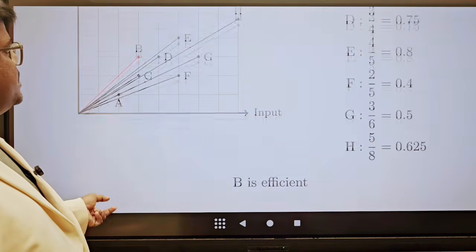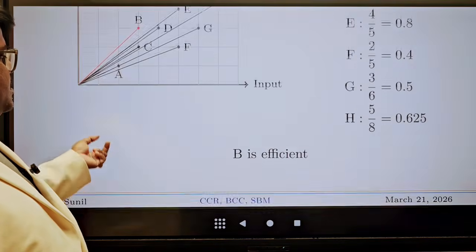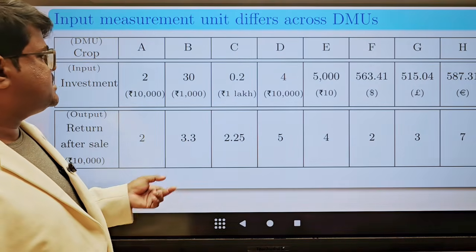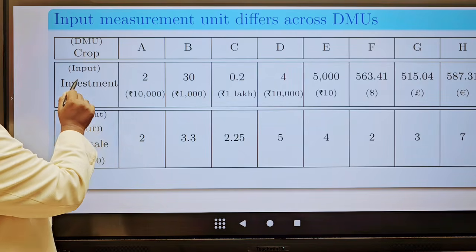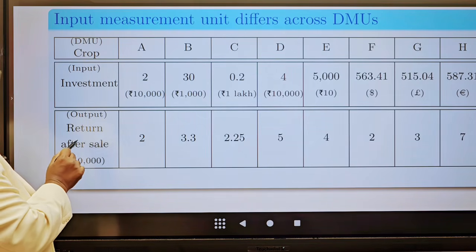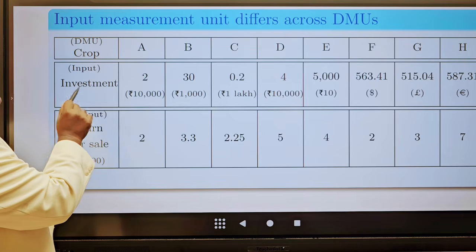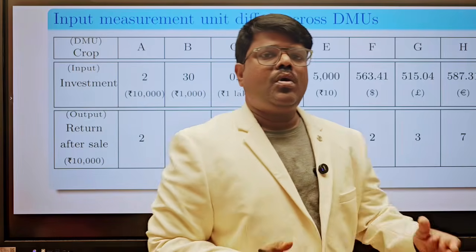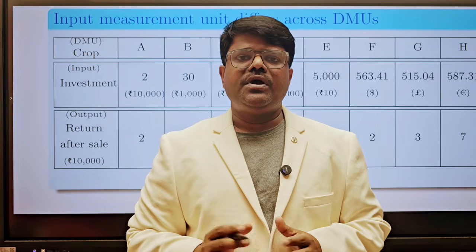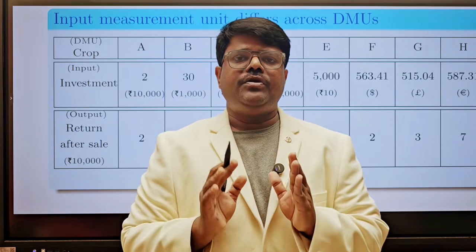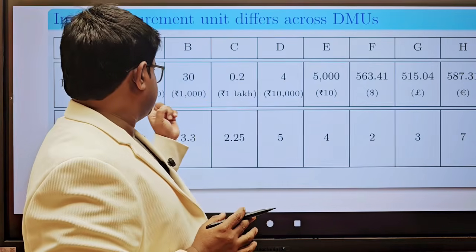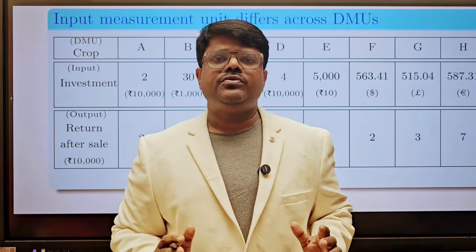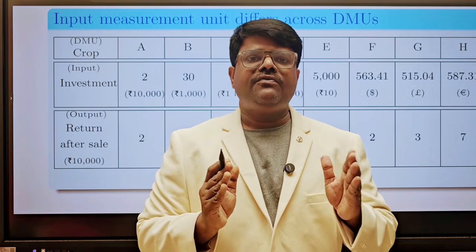Here you can see I have taken an example where the input measurement unit differs across DMUs. In this example, input is investment and return after sale is also in currency, so both are currency. But here, look, the unit is not the same. To apply formula 1, convert all to one unit. See here, it is in 10,000, it is in 1,000, it is in 1 lakh. Convert all DMU units into the same unit and then apply the formula.